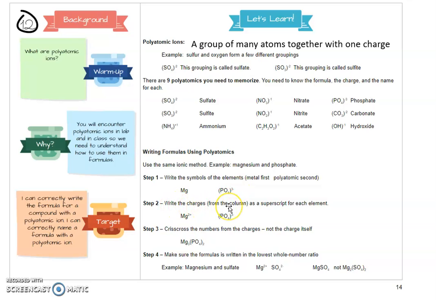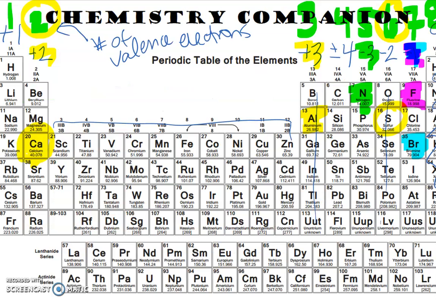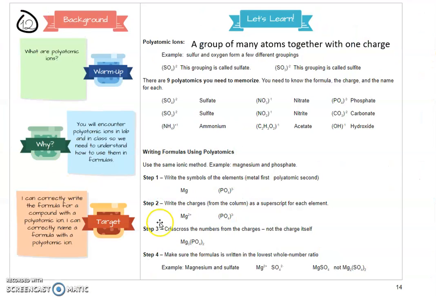Second thing, you write the charges for each element. So that would be the metal most of the time, non-metal occasionally, but Mg is +2. Okay, remember it's in that column. That's +2. If you look back at your periodic table, there's Mg +2. And then you already have the charge written for phosphate. And then you crisscross them.